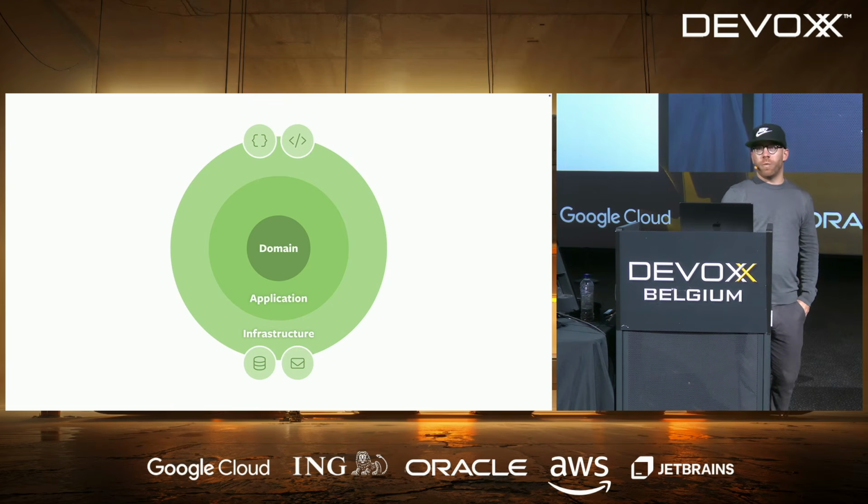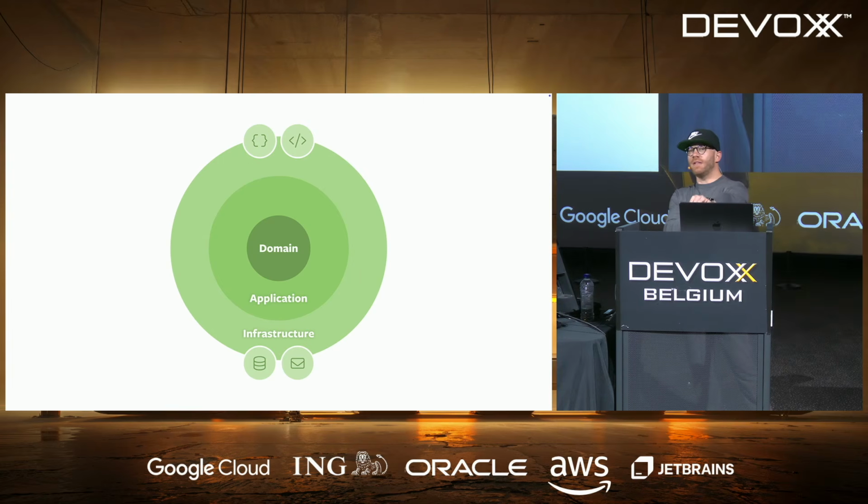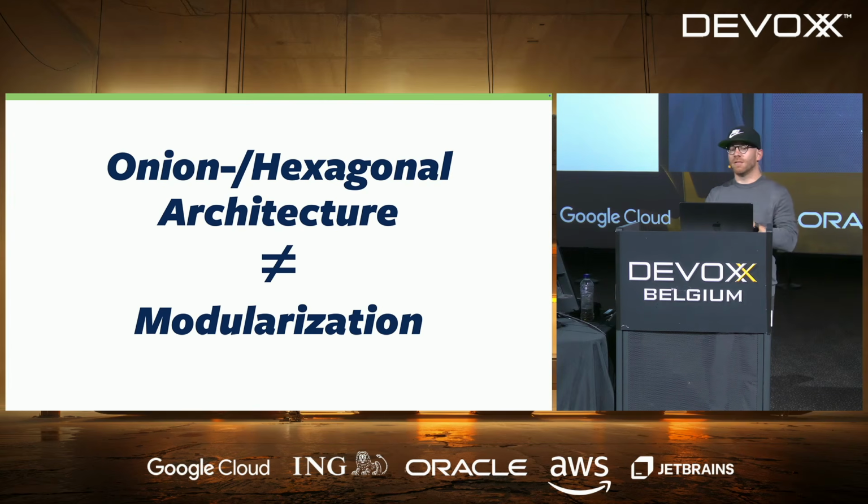Still, all of these rather technical architectural approaches, hexagonal and onion, are very popular these days. It probably also came with the advent of microservices, but I see teams that see those as the way we modularize our application. So we have our infrastructure module or application module. But I have bad news: none of these architectures have anything to do with modularization.